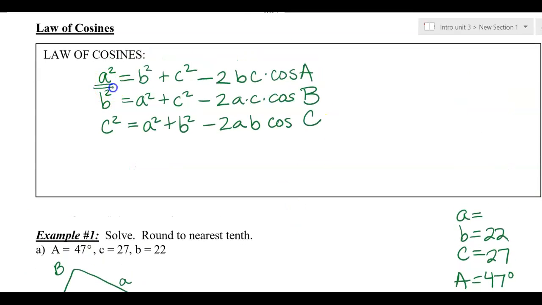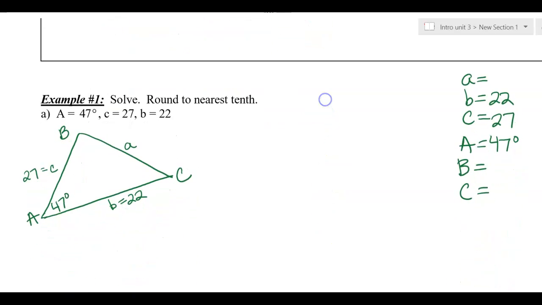If my emphasis is on finding side A, then I want to be able to plug in B's and C's. Do we have sides B and C? And I want to plug in angle A. Do we have angle A? Yes. So basically, even though it's complicated, I'm just going to have the thing I'm finding on one side and numbers to plug in for everything else on the other side. So A squared can be found by doing B squared plus C squared minus 2 times B times C times the cosine of angle A.